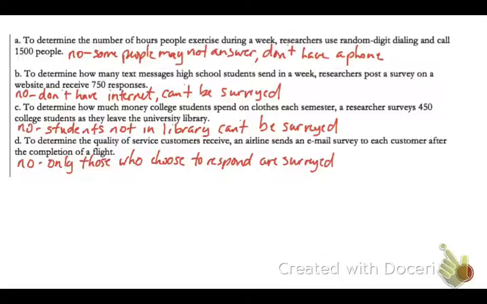On C, I also said that this would not be a good representative sample. To determine how much money college students spend on clothes each semester, a researcher surveys 450 college students as they leave the university library. Well, that only gives you the sample of those students who are in the library. So if you're not in the library, you won't be surveyed. So it's not a good representation of all the college students.